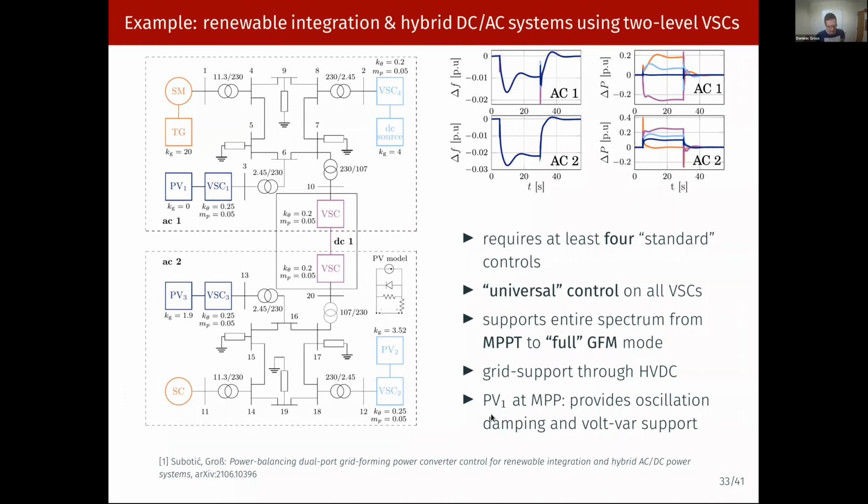And just another thing to highlight, this PV system here is operating at the maximum power point. You see there's a load step at this point in time, and this PV is not changing its power injection, it's just staying flat. I didn't plot frequencies, voltage and reactive power here, but you can still see it's providing oscillation damping and volt-var support.